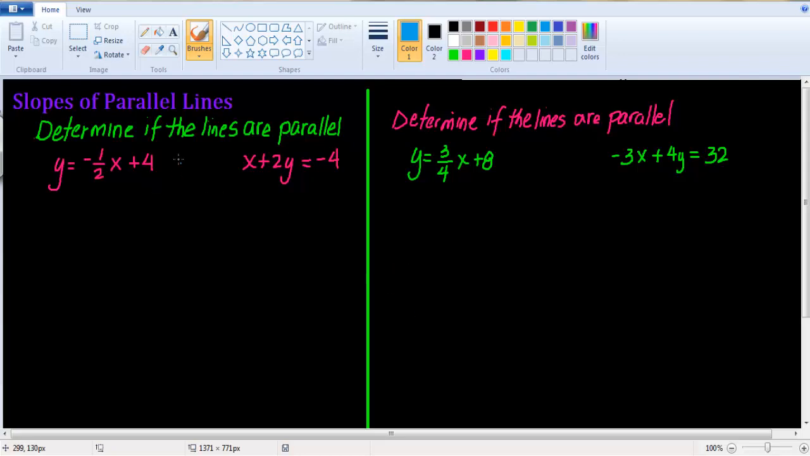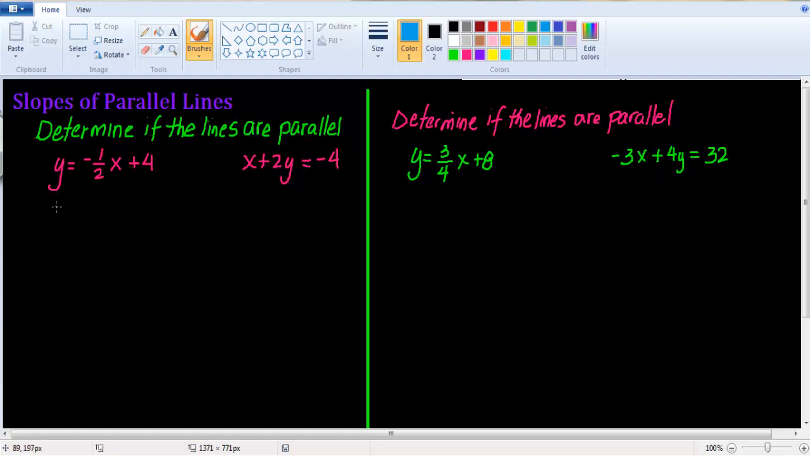And what we want to know is if the line of this equation and the line of this equation are parallel. We also want to know if the line of this equation and this equation are parallel. And I have another example at the bottom.